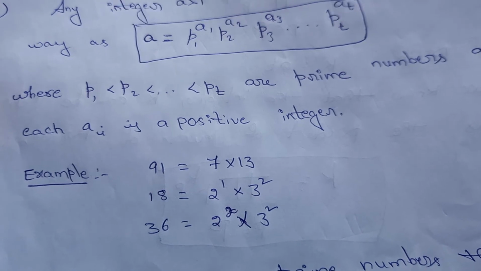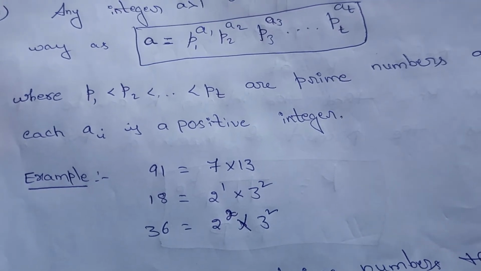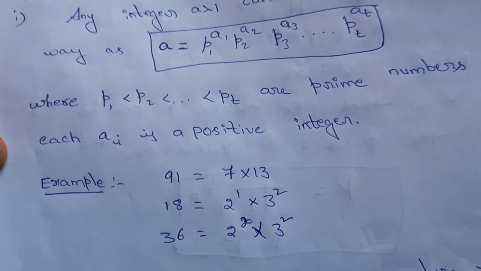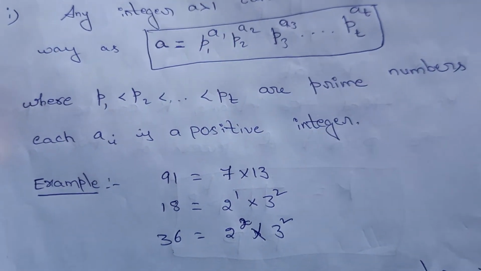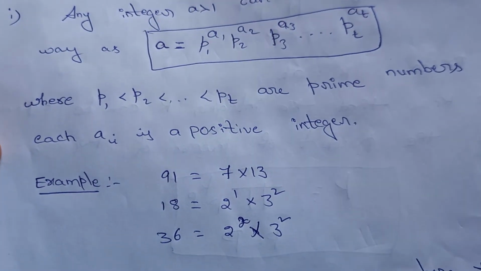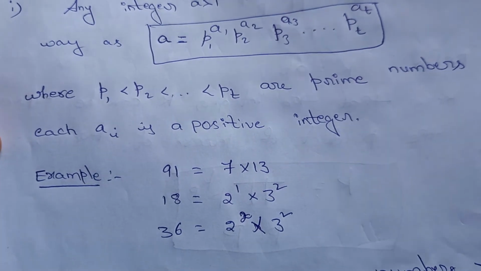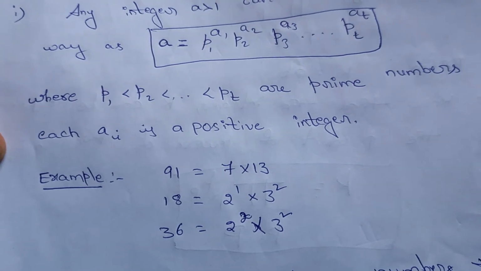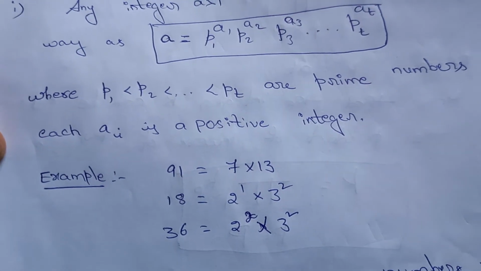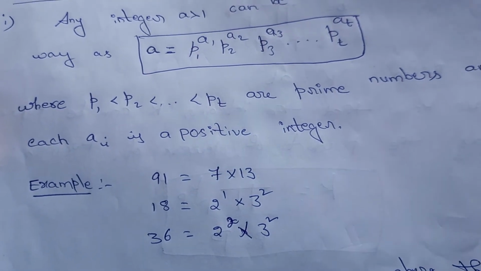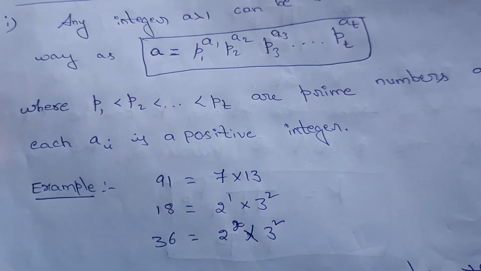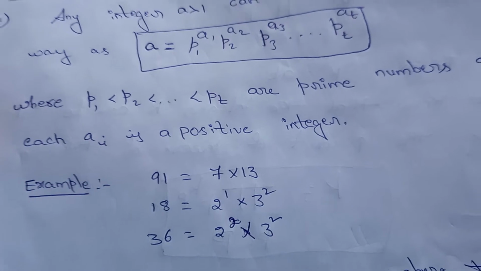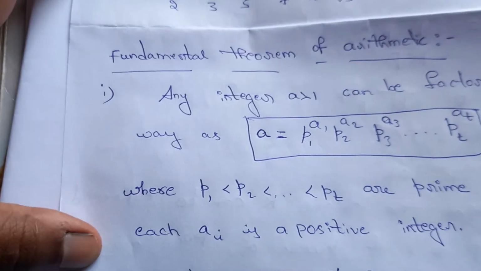How are we getting 18? 2 into 9, 2 nines are 18. How can we write this in the form of prime factorization? 2 power 1 into 3 power 2. We got 18. Consider the third one, 36: 2 power 2 into 3 power 2. That means 4 into 9, 4 nines are 36, right? So we are getting an integer by multiplying prime numbers. For the prime numbers, if there is a need, you can take the power. So that is the fundamental theorem of arithmetic.